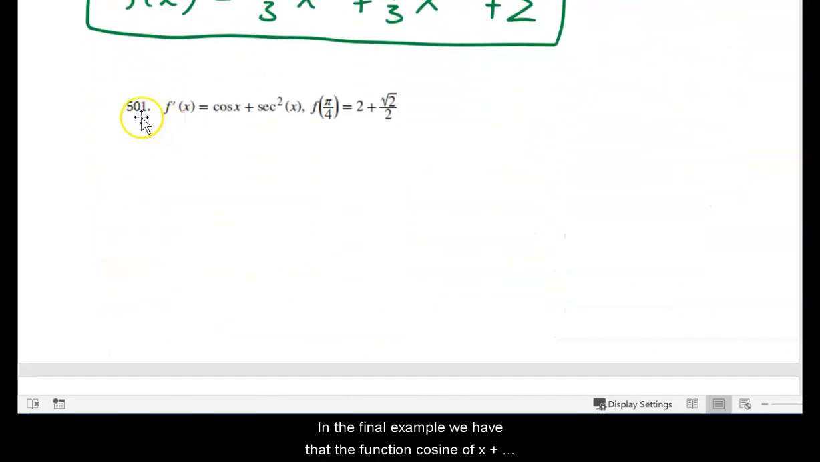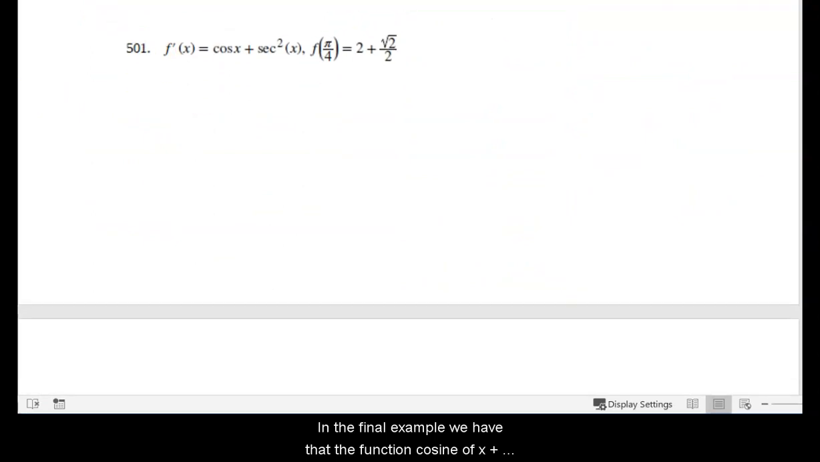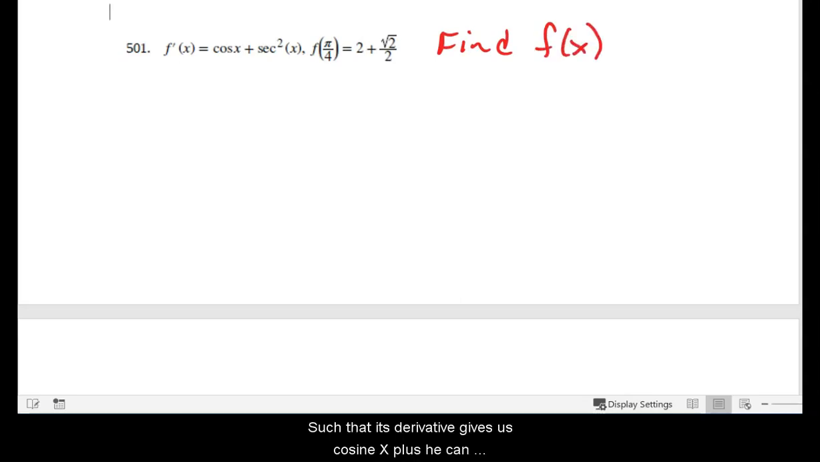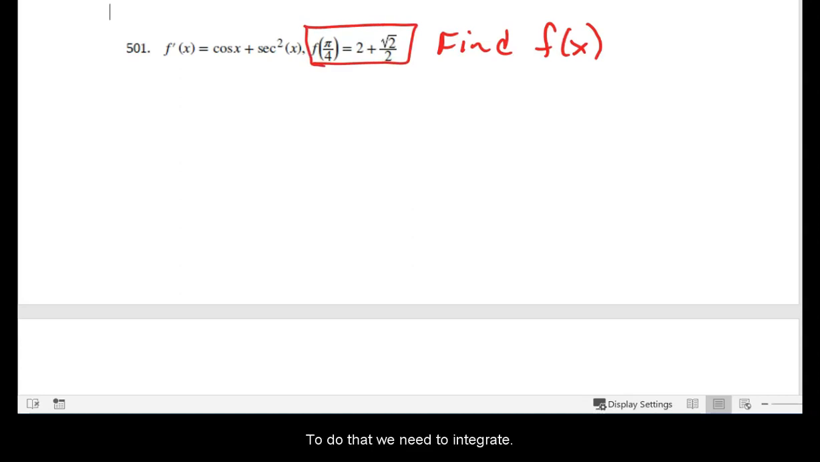In the final example, we have that the function cosine of x plus secant squared of x is the derivative of some unknown function f. Again, we want to find the function f of x such that its derivative gives us cosine x plus secant squared of x, and that meets this initial condition now outlined in the red box. To do that, we need to integrate.